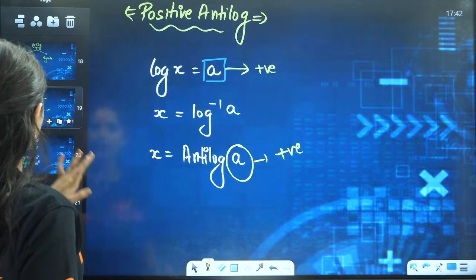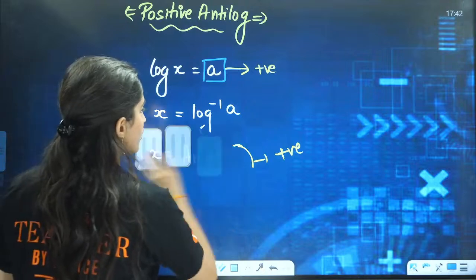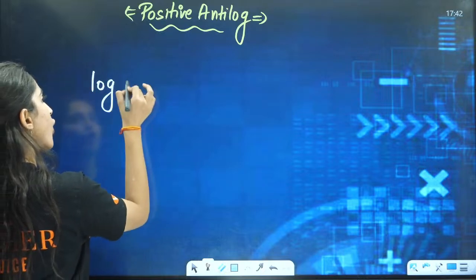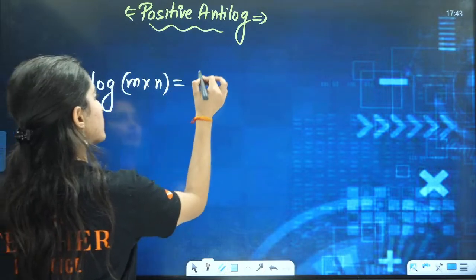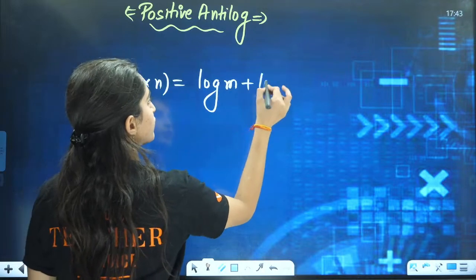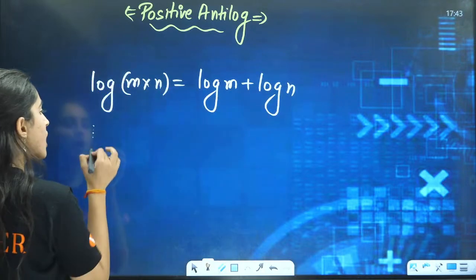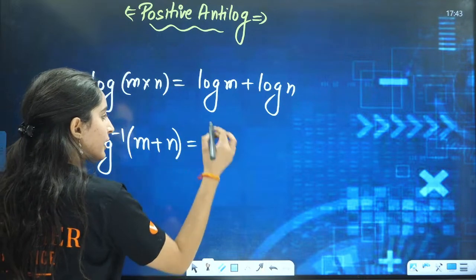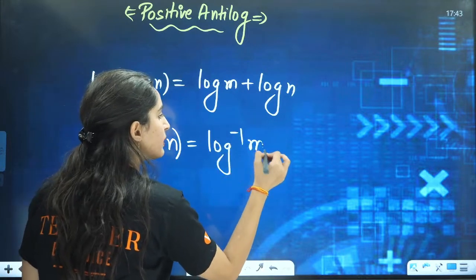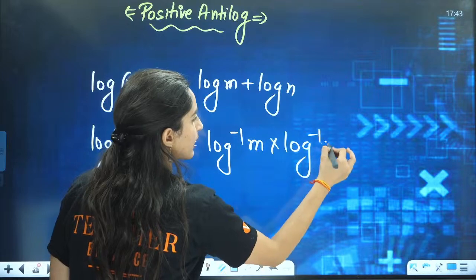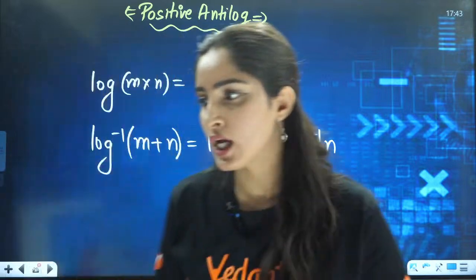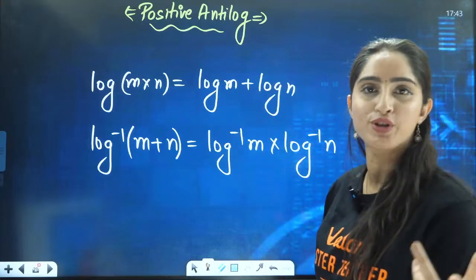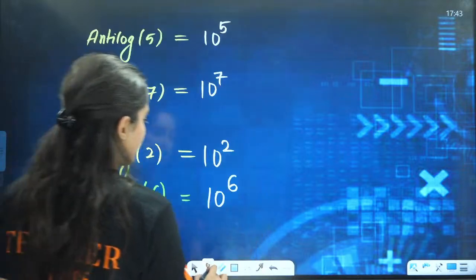I am writing this property here. We know the property of log, log of m multiplied by n, and you will be able to understand it if you see the notes after the lecture. But antilog says that m plus n, if it is in the bracket, then after the bracket it will be multiplied. Log inverse is nothing but antilog only. Log and antilog are opposite to each other, that is why the properties are also in the opposite manner.